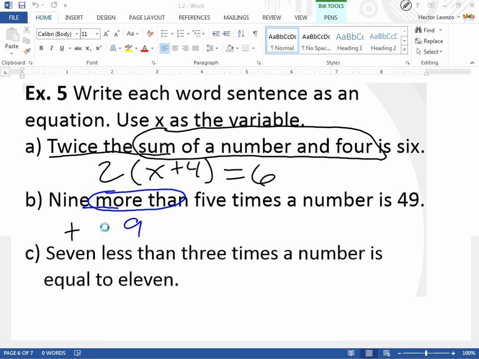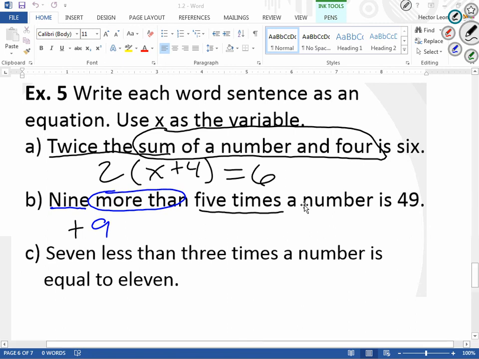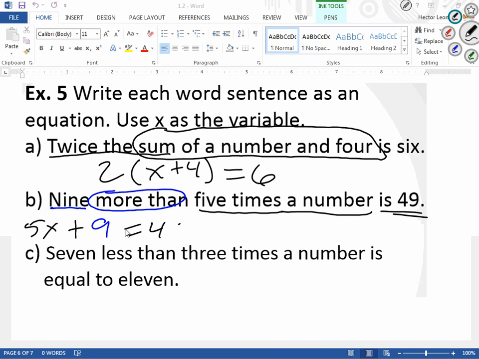So I might need some space. Let me just move this a little bit right there. Okay, more than. Before the plus sign, we're going to write 5 times a number. So 5 times a number. So I'm going to call that 5 times x. And then we finish it with the phrase is 49. So equals 49. We're just asked to write it. We don't need to find the value of x. We just need to write it down.